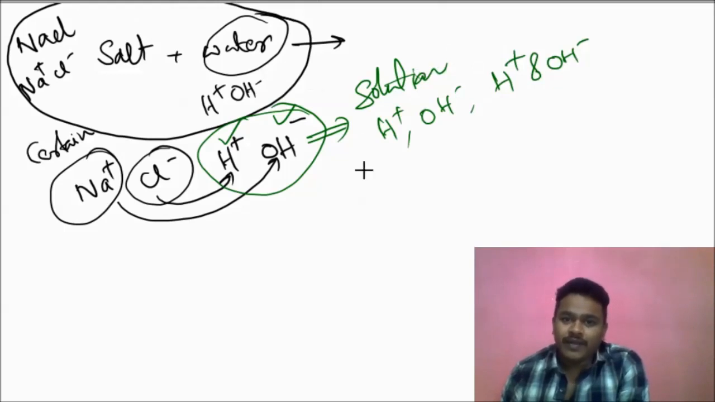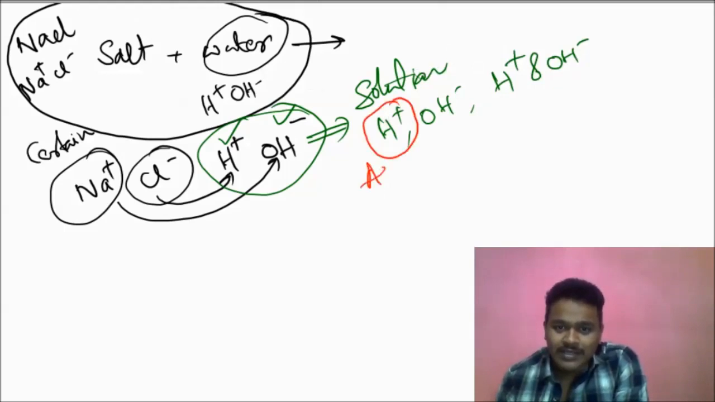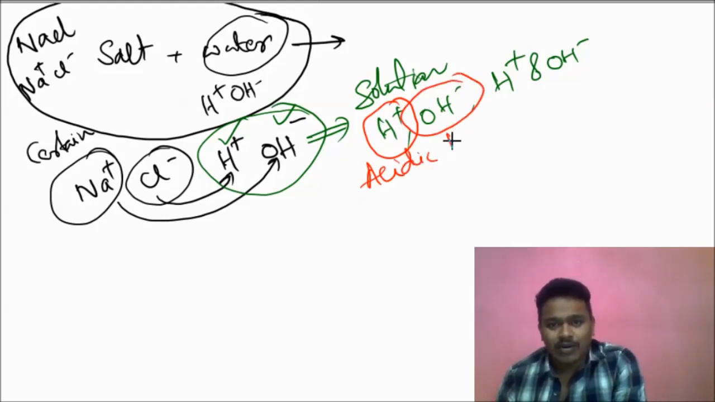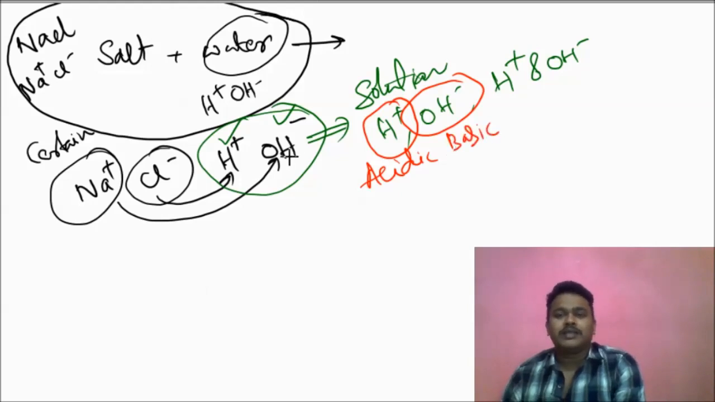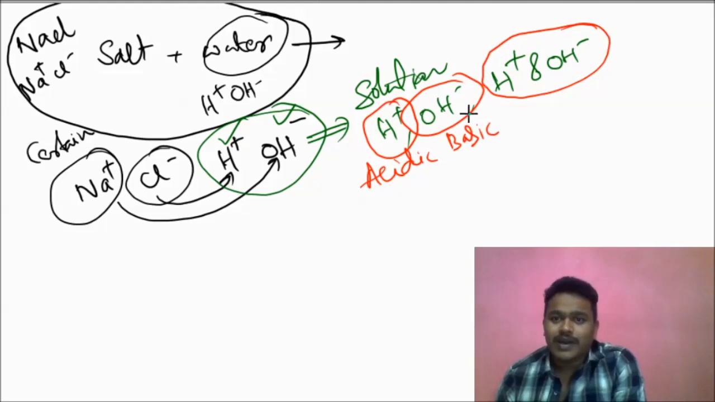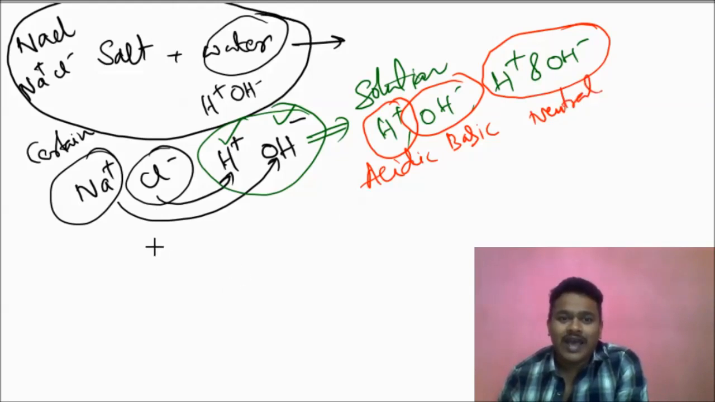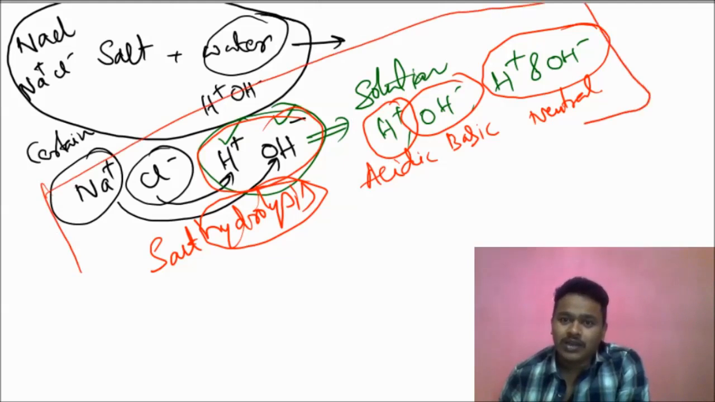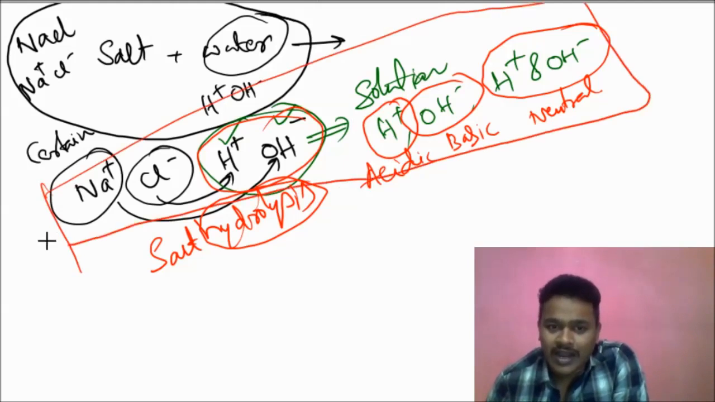If only H plus ions are there, that salt solution we have to say is acidic. If only OH minus ions are available, that salt solution we have to say is basic. If both H plus and OH minus ions are available in the salt solution, at that time we have to say this is neutral. So this reaction is called salt hydrolysis. The salt we are keeping in water, that is why this complete reaction we are calling salt hydrolysis.